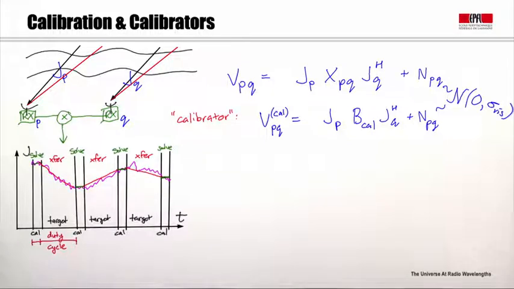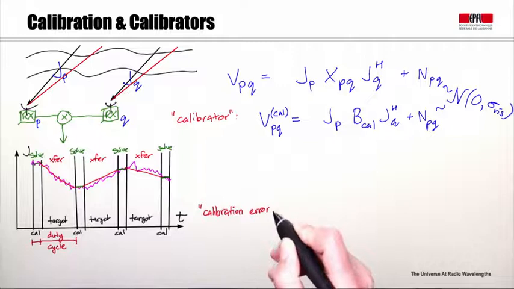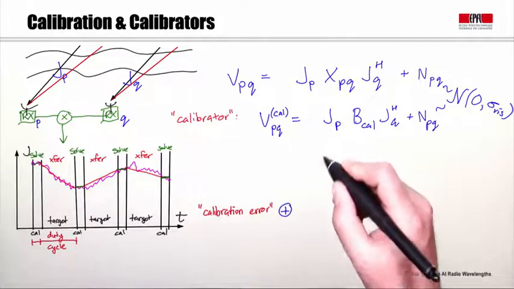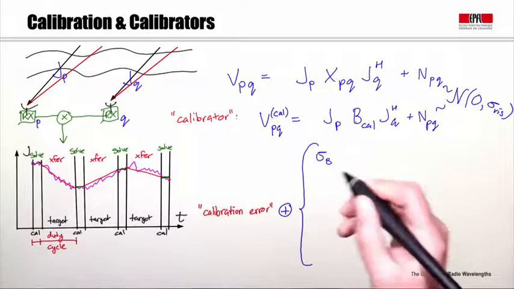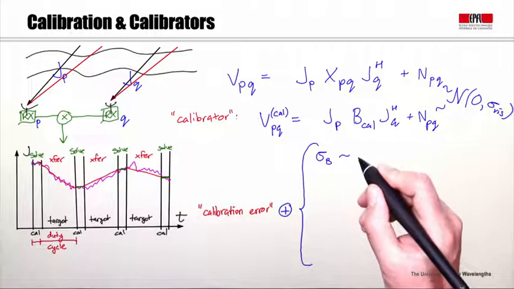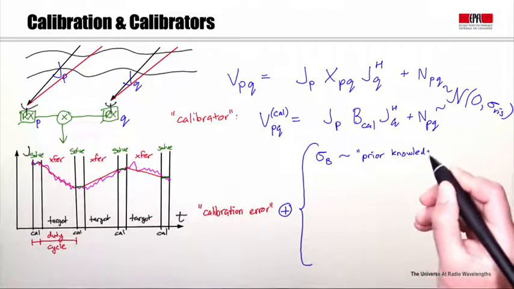So this procedure must be introducing errors. For example, how well do we know the calibrator source model? Good point. In fact, there are several sources of error in the calibration procedure. Let's sketch them out. You've just mentioned the first one. We'll call that one sigma b, and that's the error in our prior knowledge, or simply how well we know the properties of the calibrator.